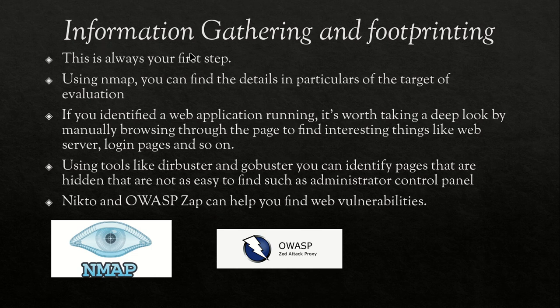Okay. And then there's information gathering, you recall. So here we're just looking at some of the tools of the trade that we can use to perform these two: information gathering and footprinting. So this is always the first step. We can use a certain tool like Nmap, which is the network mapper, to find details in particular of the target of evaluation. These are things such as the services that are running.